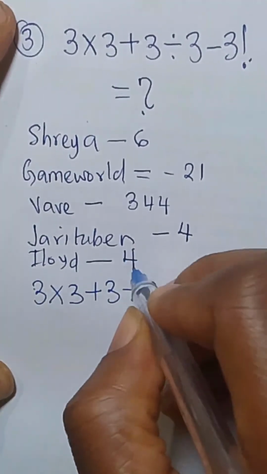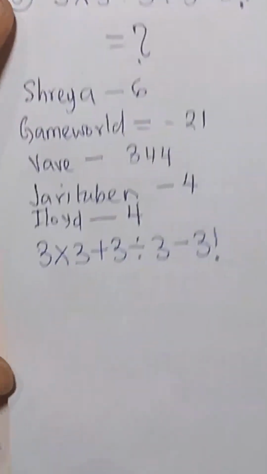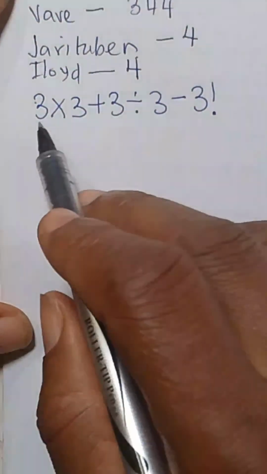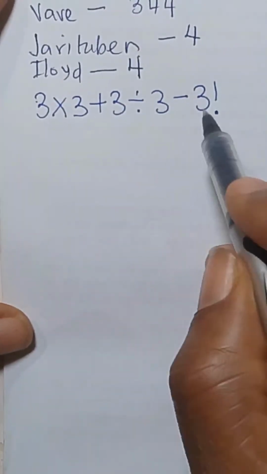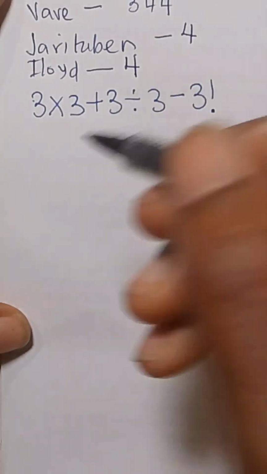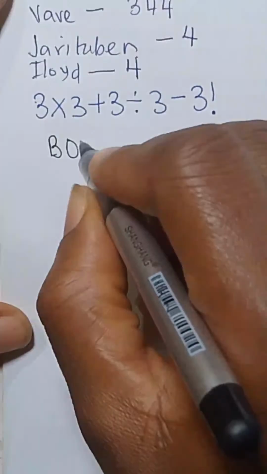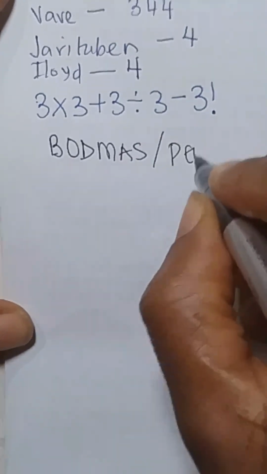Okay, so this is the question. I'll just solve it. When you're giving this, let me solve the question, then we'll go back to the answers. You're given 3 multiplied by 3 plus 3 divided by 3 minus 3 factorial, and we're going to solve it using BODMAS or PEMDAS.